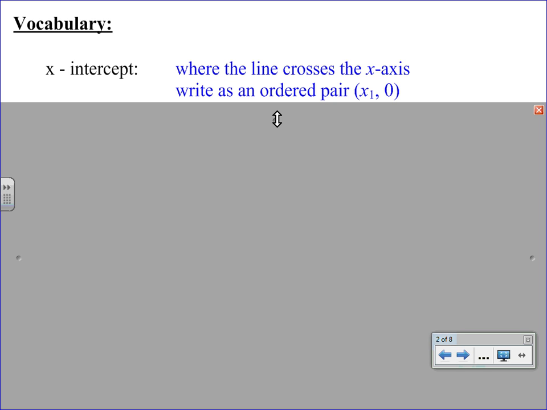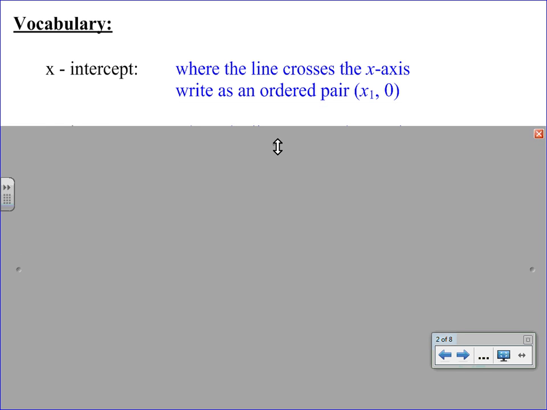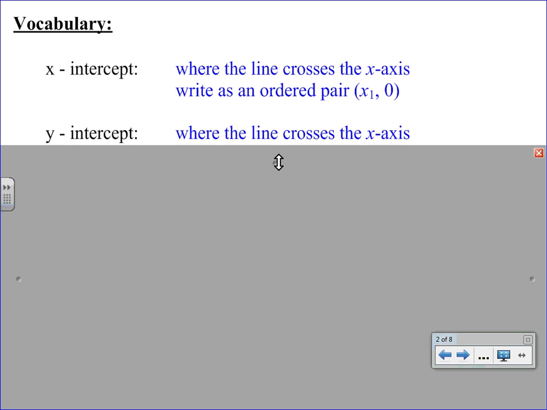The next vocabulary word is just the y-intercept. So very similar to the x-intercept. We know it as where the line crosses the y-axis.